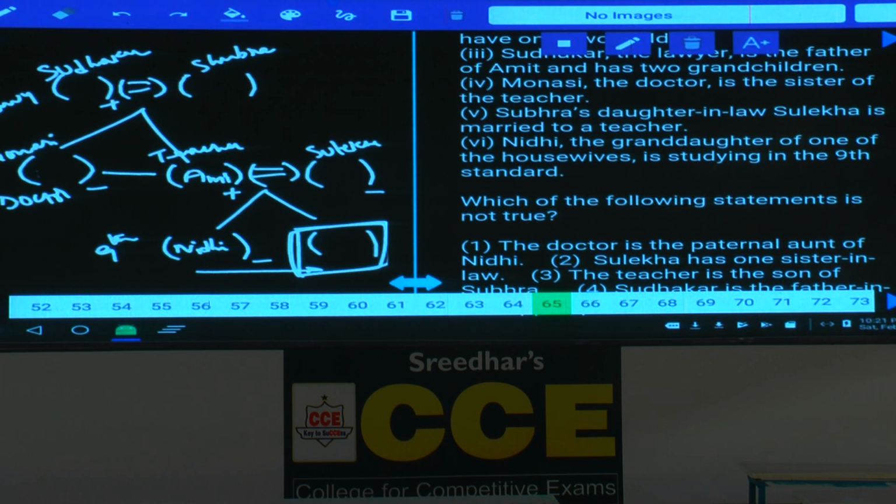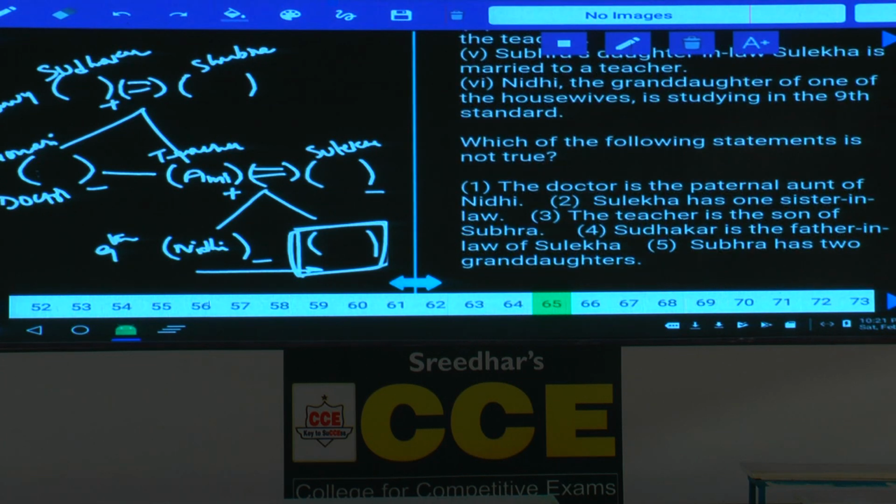Then coming to question number 65. Which of the following statements is not true? That is false. The doctor is the paternal aunt of Nidhi. Doctor, paternal aunt of Nidhi, true or false? Nidhi's father is Amit, father's sister is the doctor, hence paternal aunt is definitely true. And Sulekha has one sister-in-law, true or false? Yes, Sulekha's husband is Amit, Amit's sister is Monasi, and Sulekha has only one sister-in-law, that is also true.